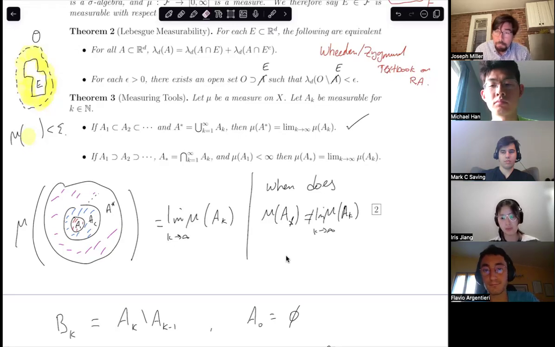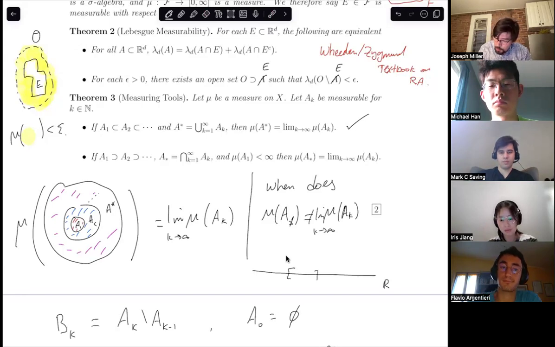You can have sets of infinite measure that intersect to nothing. Like if you take the real line, take an infinite interval and shift it to the right. So you're thinking of the real line, R, and I take an infinite interval, 0 to infinity, then 1 to infinity, 2 to infinity. Let's say this is k equals 1, the one that goes from here to here, and then the next one is k equals 2, and that goes from here all the way to infinity.